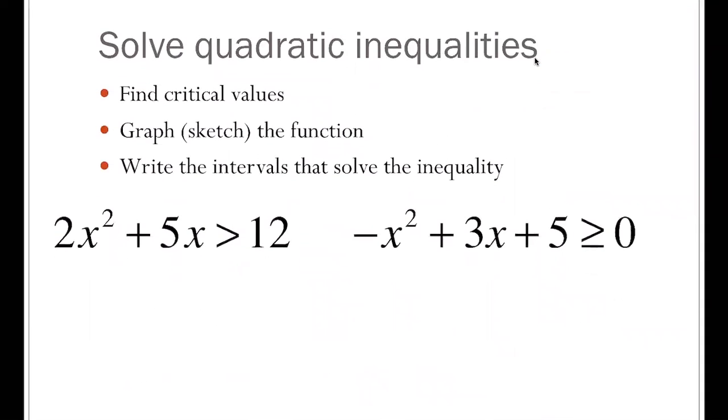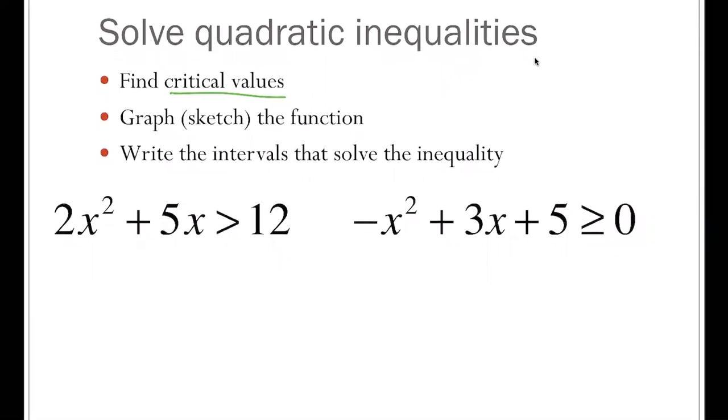So those values I got by solving are what are called critical values. Then you'll sketch it and then write the intervals that solve the inequality. So let's look at another. So the first thing you have to do though is it has to have 0 on one side. So I'd have 2x squared plus 5x minus 12 is greater than 0.